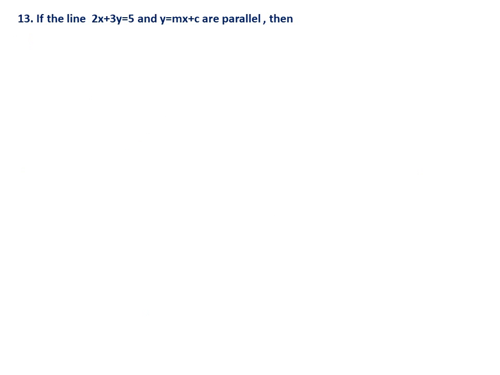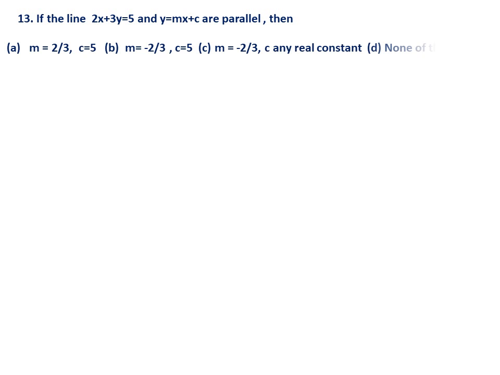13th question. If the line 2x plus 3y equal to 5 and y equal to mx plus c are parallel, then which is correct? See, m is 2 by 3 and c is 5. M is minus 2 by 3, c is 5. M is minus 2 by 3, c is any real constant, and none of this. Now the first equation is 2x plus 3y equal to 5 and the second equation is y equal to mx plus c. What we have to do is convert the first equation into the form y equal to mx plus c by this method. Take 2x to the right side, it becomes minus 2x. Then divide by 3, you get y equal to minus 2 by 3 x plus 5 by 3.